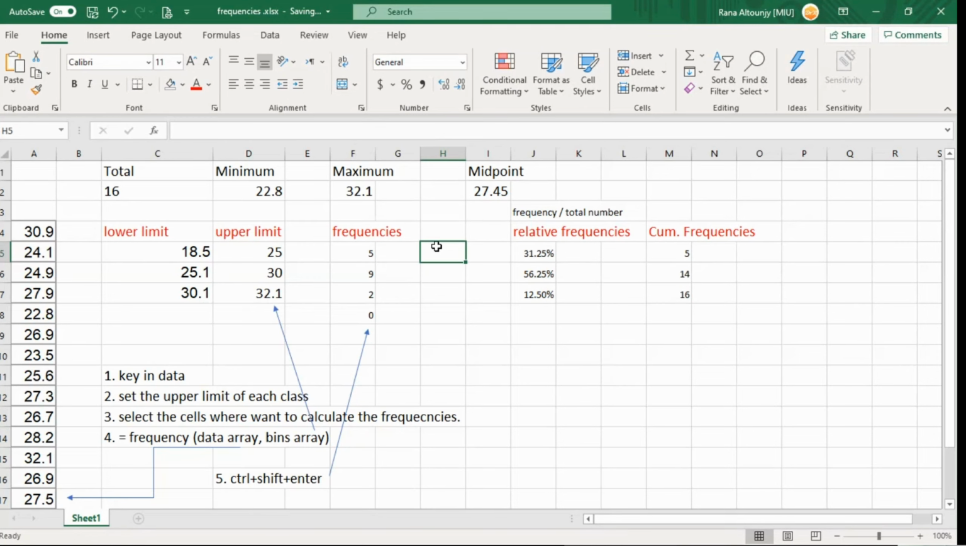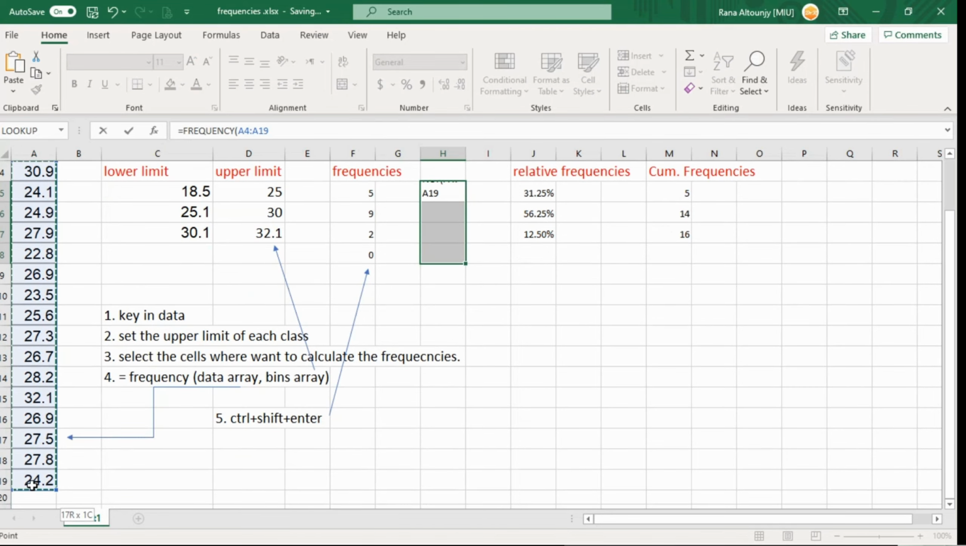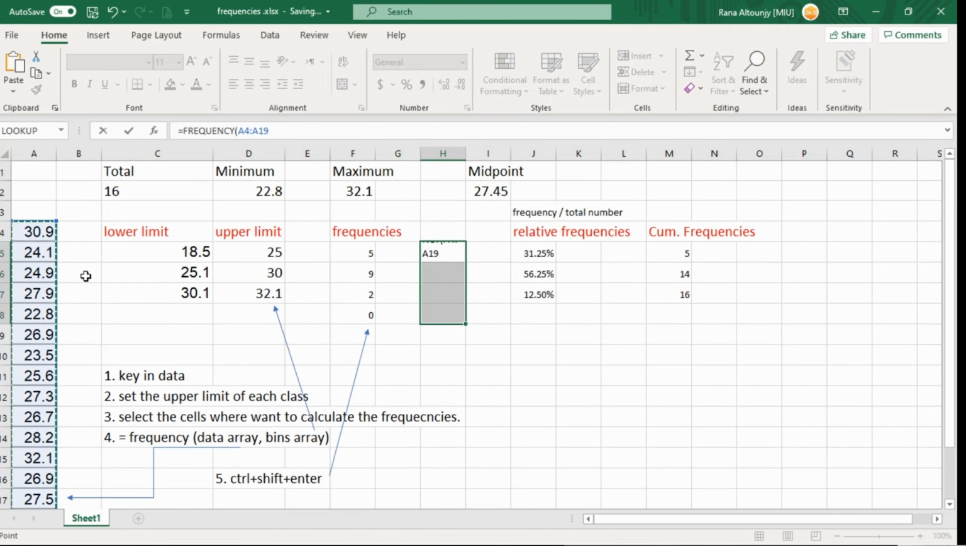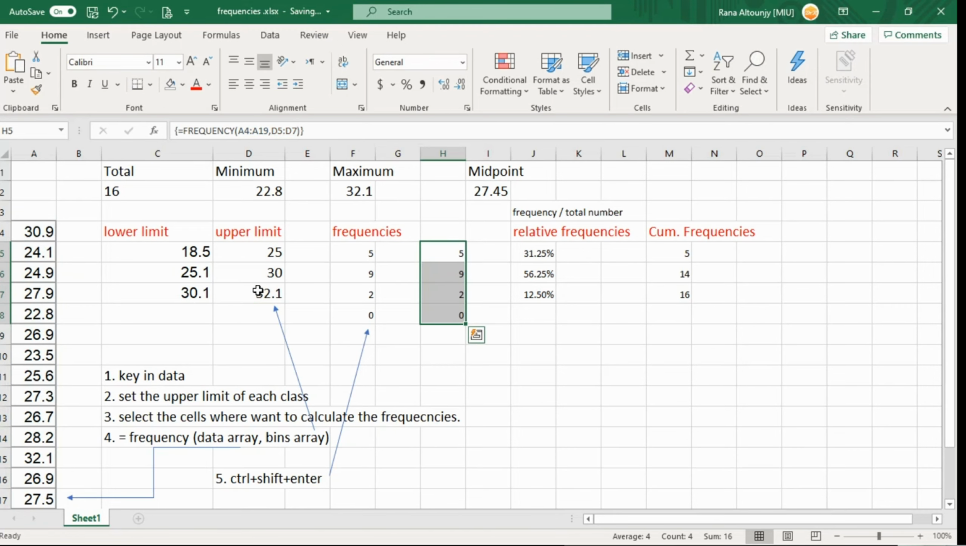We select the cells where we want to show our frequencies. Then in the function place, we put equal, type frequency, and double click on FREQUENCY. First, we select the set of data which we want. Then we put a comma. We select the upper limits. Okay? Then we don't press enter. We press Control Shift Enter. It's going to calculate the frequencies of those classes for us.